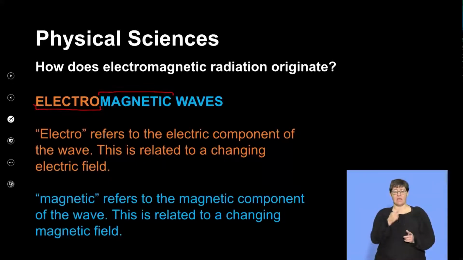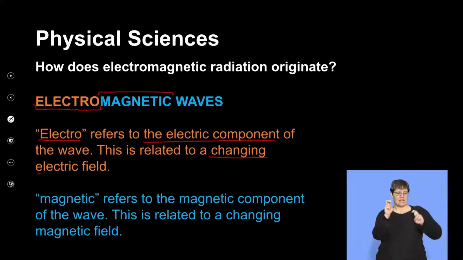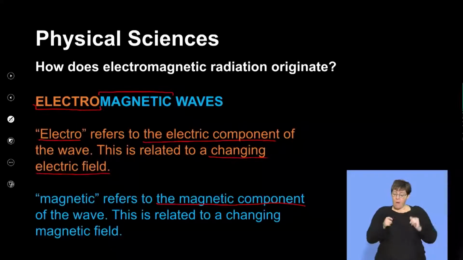In the phrase electromagnetic waves, we have electro, which refers to the electric component of the wave, and it is related to a changing electric field, i.e., electromagnetic waves are in part made up by a changing electric field. The second word, magnetic, again in the same vein, refers to the magnetic component of the wave. And again, it relates how a part of the wave, a component of the wave, is made up of a changing magnetic field.